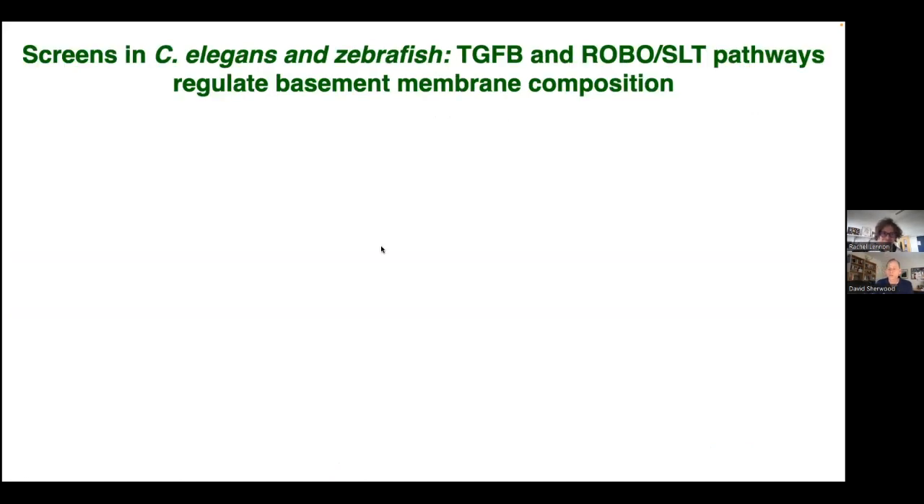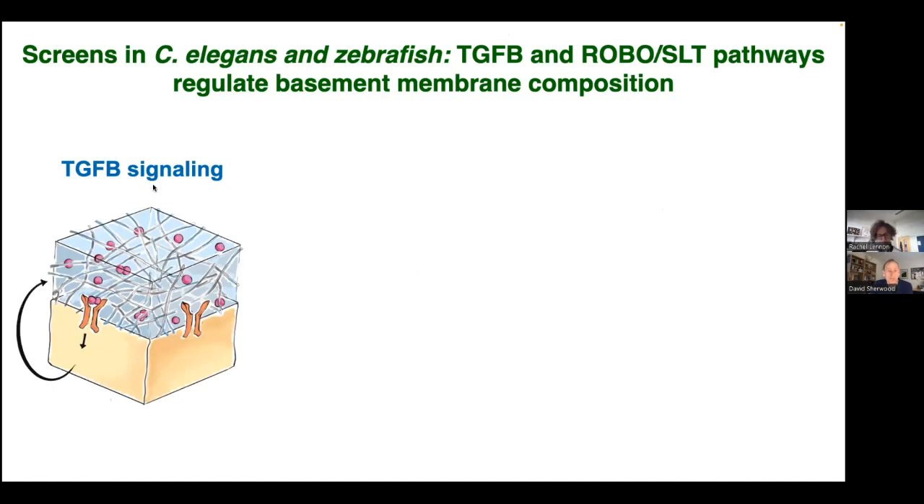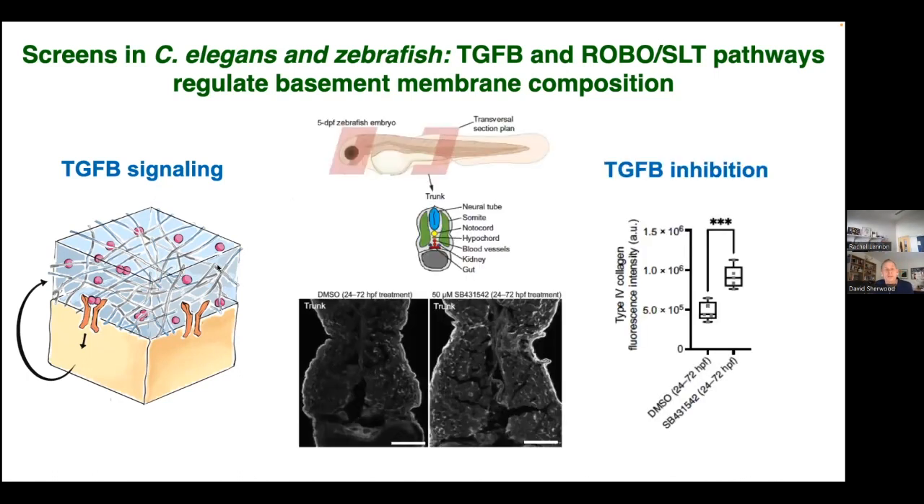Another thing that we did is we took advantage of the rapid ability to knock down genes in C. elegans, and we did a screen knocking down every single basement membrane component. And just highlighting one of our findings, what we found is that signaling pathways whose ligands localize to the basement membrane, TGF-beta and SLIT, when you knock out these pathways, there's feedback such that TGF-beta signaling, for example, not only does the ligand localize to the basement membrane, but the signaling itself affects the composition of the basement membrane. And this is conserved when we knock this out of zebrafish.